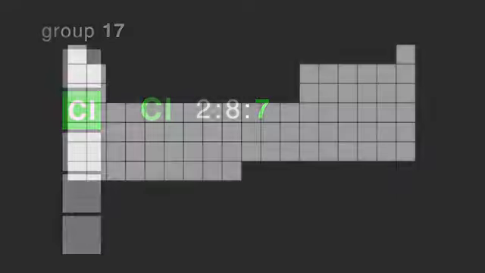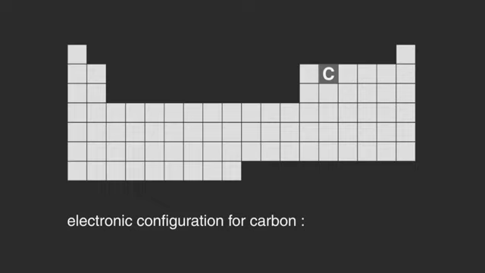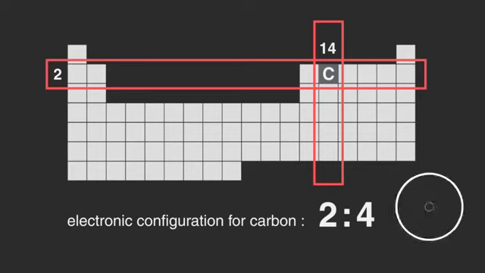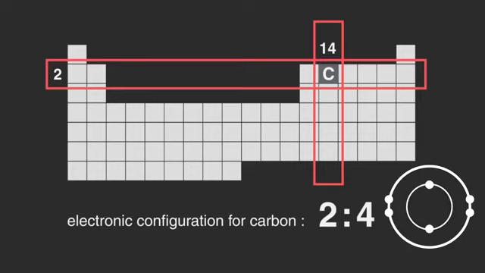Now, pause the video again and write the electronic configuration for carbon, atomic number 6, period 2, and group 14. The electronic configuration for carbon is 2,4. Did you get it right?